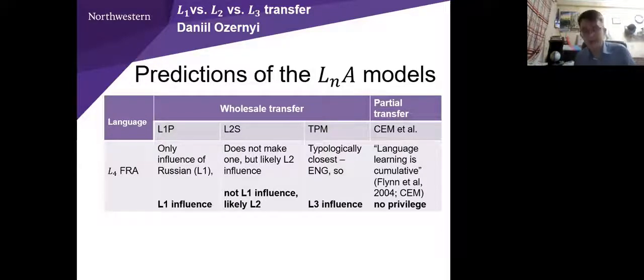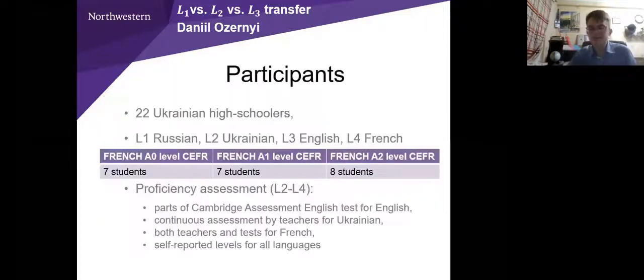Prediction of TPM is that the language which is the most typologically close to French would transfer, and for this study it would be English. This way, the models are lining up very nicely to advocate for L1, L2, L3 being privileged respectively. Lastly, the CEM and other partial transfer models expect the influence of all languages without a definite pattern or privilege possible to predict. So much for the background now, and let's turn to the study itself.